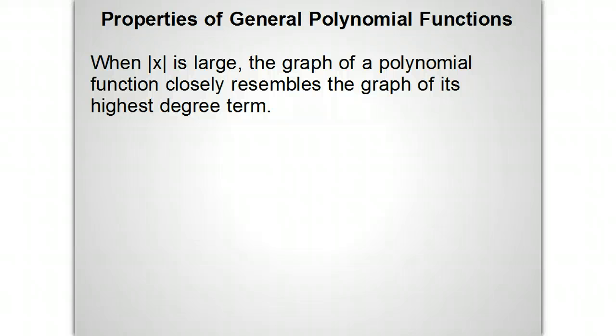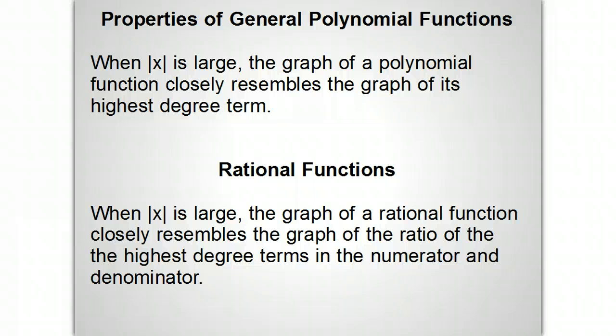So end behavior. Let's talk about end behavior. And this is taken from polynomial functions. You might remember that when the absolute value of x is large, the graph of a polynomial function will closely resemble the graph of its highest degree term. So if a polynomial is of degree 5, remember, then we know it's going to start low and end high. If it's an even degree like degree 6, it'll start high and eventually end high, and we can make predictions of the end behavior that way.